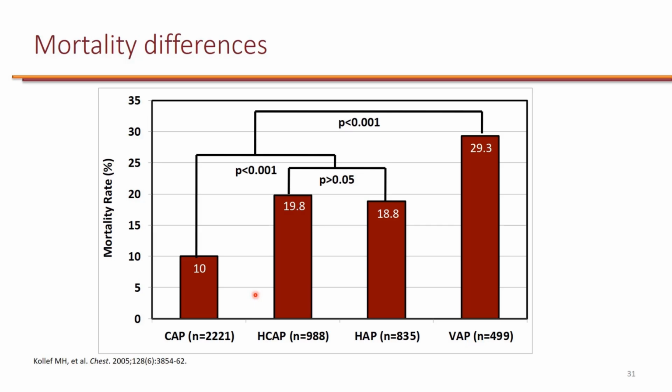Now, keep in mind that the severity of illness is different in different types of pneumonia. So here on the y-axis, you can see the mortality rate. In community-acquired pneumonia, the mortality rate in this study was about 10%, which was significantly lower than the mortality rate in nosocomial pneumonia. Now, on the other end of the spectrum, we have ventilator-associated pneumonia, which has the highest rate of mortality compared to other types of pneumonia.